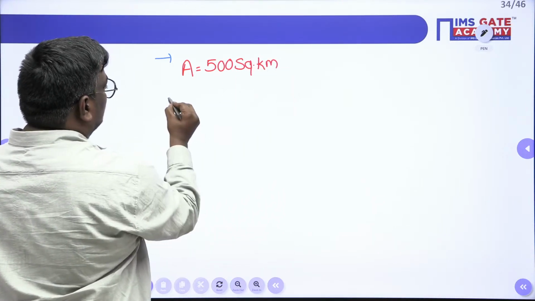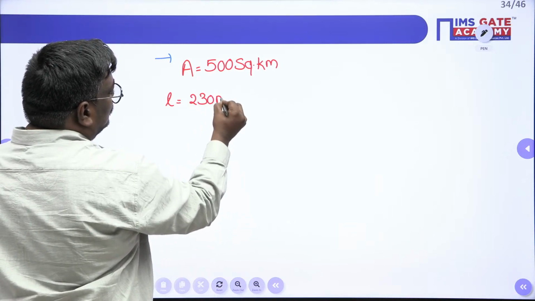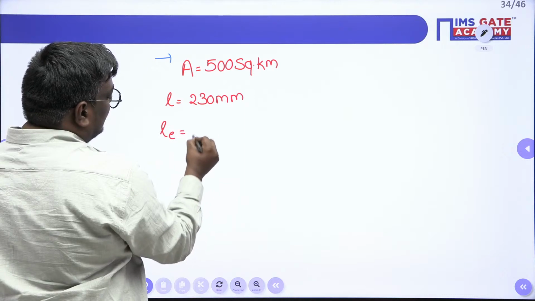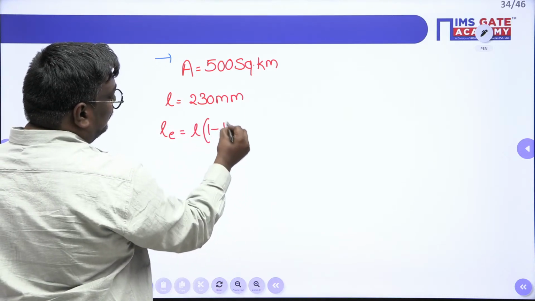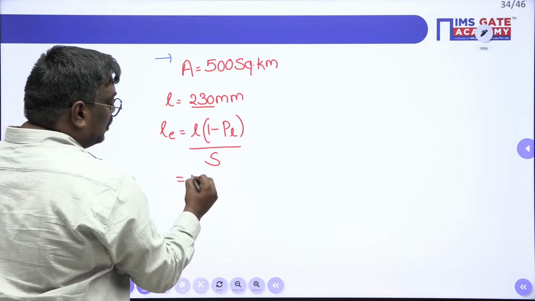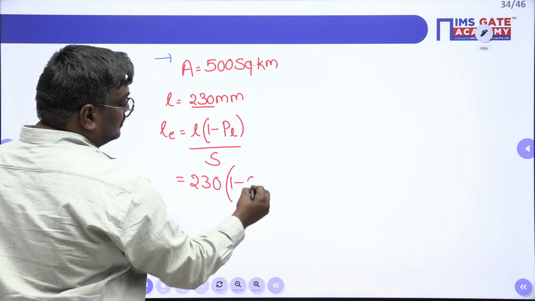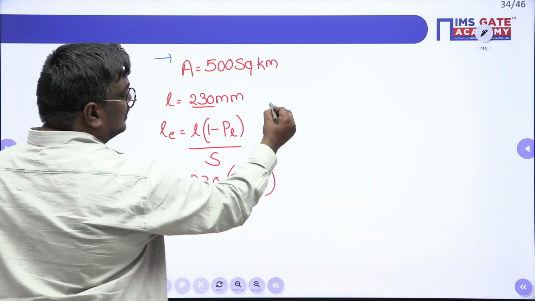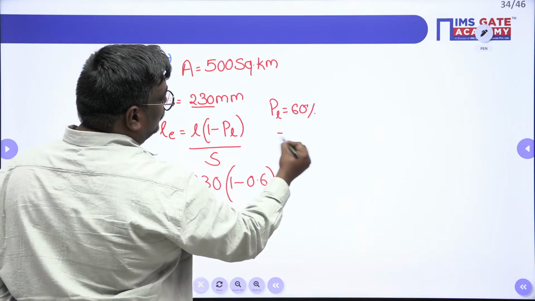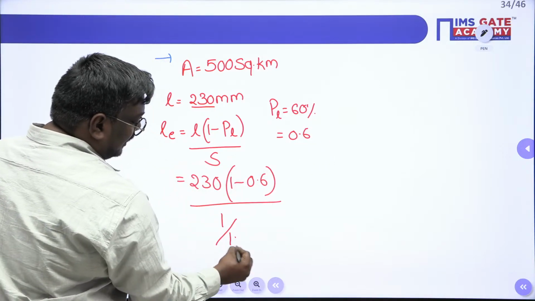The length of each photo is 230 mm. Now what will be the effective length? L into 1 minus PL upon S. This is 230 into 1 minus the longitudinal overlap, which is 60%, so take it as 0.6, upon scale, which is 1 by 10,000.